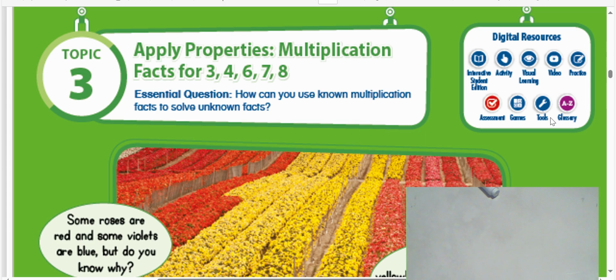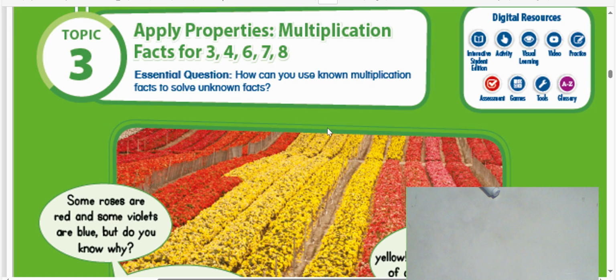Today we'll explain from the book Volume 1, Topic 3: apply properties of multiplication and factors for 3, 4, 5, 6, 7, 8. We studied before multiplication by 5 and multiplication by 10. Now 3, 4, 6, 7, 8.